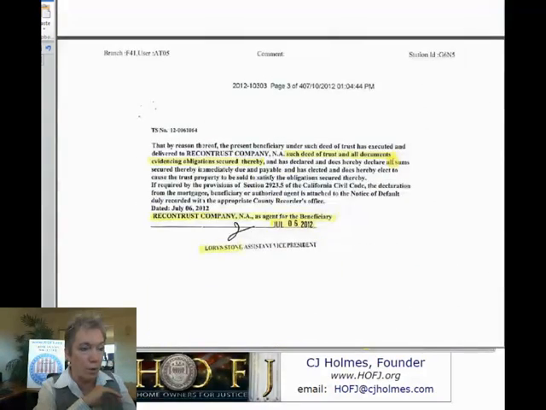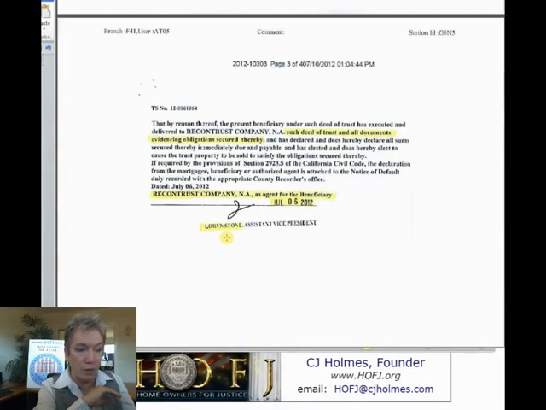And then on this one, now again, you've got Lauren Stone. So even on this one same property, they've got two completely different signatures of Lauren Stone, again on the same day, July 6th. So I would bring that up.